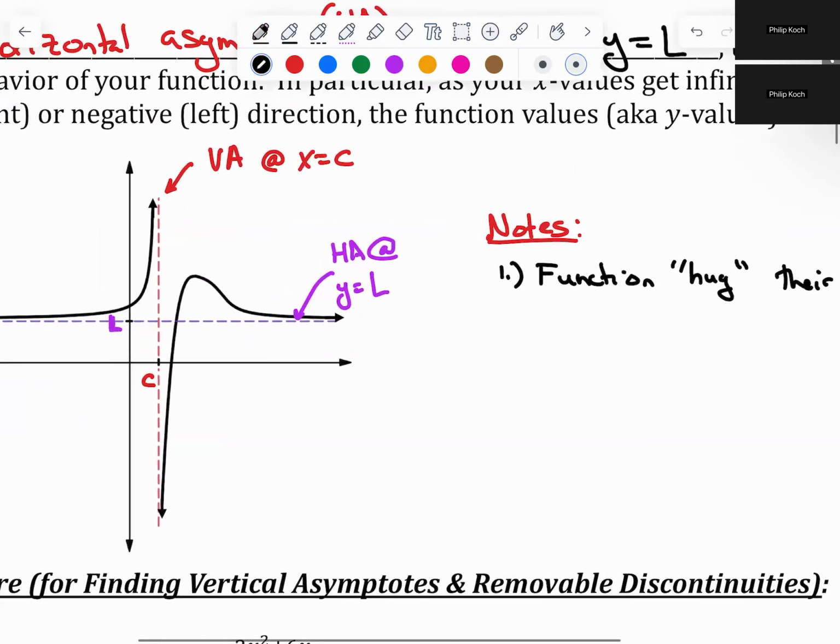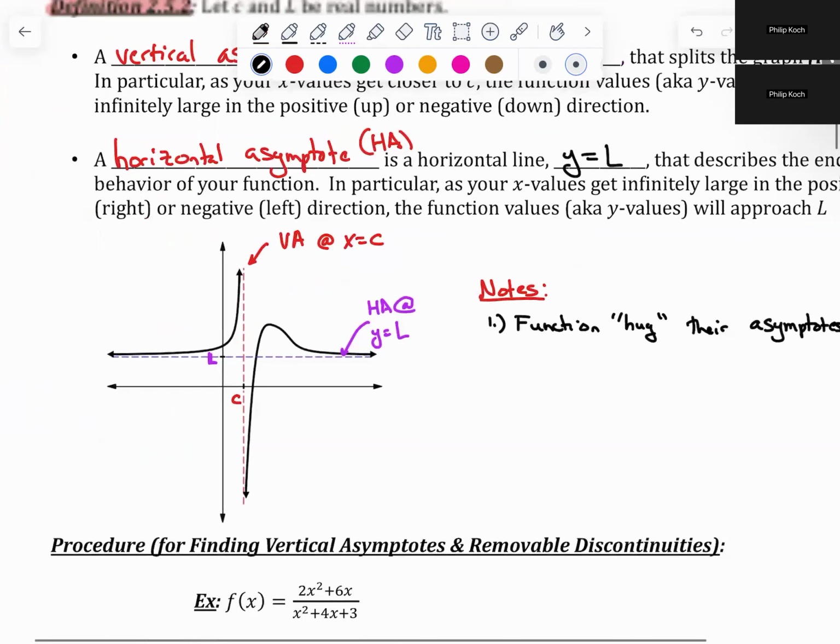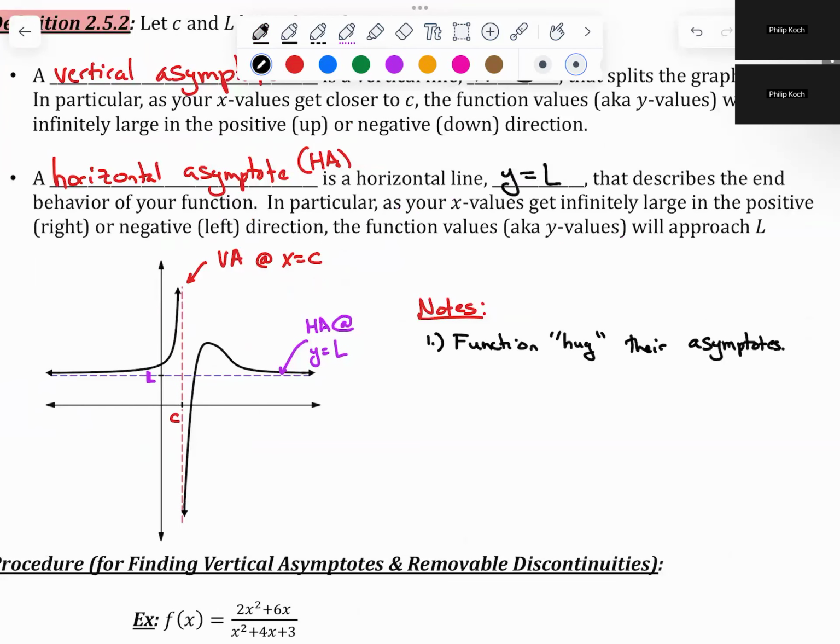Let me zoom out so you can see that. So functions hug their asymptotes. Just imagine, if you want to give somebody a hug, you get closer and closer until you, I mean, I don't need to describe a hug to you guys. Maybe I do for my own sake. My son is not a touchy kid, so he doesn't like hugs.